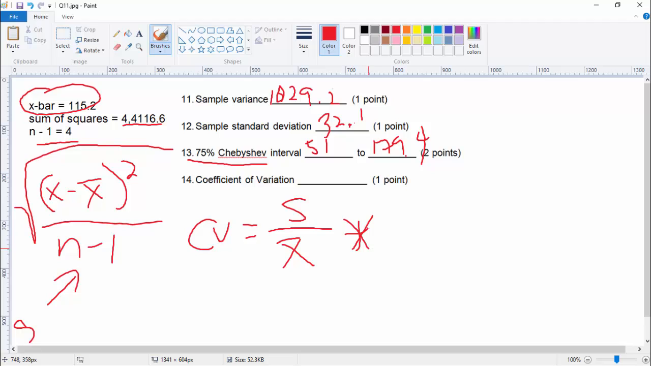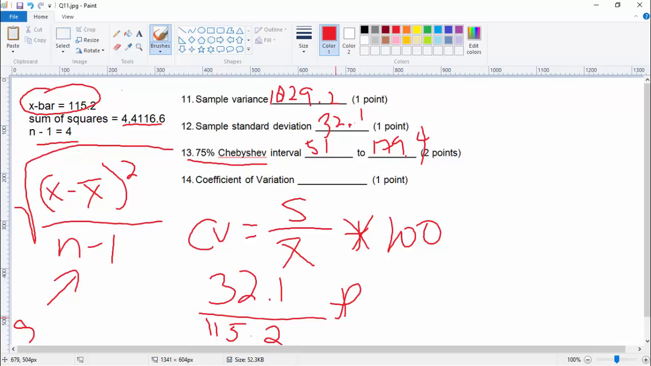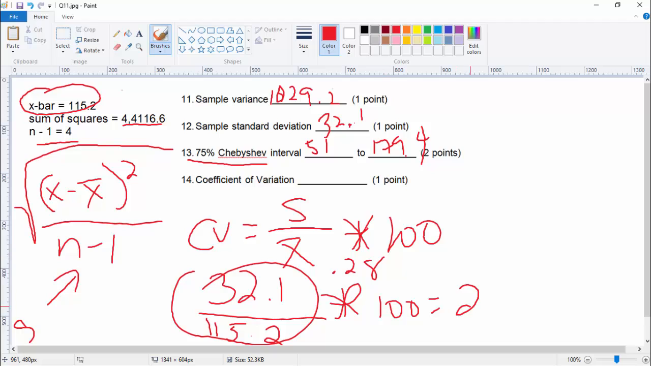Here's your star times 100, because it's like a percent, right? So let's fill this in. Can we fill this in? Sure. We did our standard deviation, so that's 32.1, right? And we got an X bar, see? Aren't you glad I got that out for us? So that's 115.2 times 100 equals, well, if you do just this part, you get 0.28. So of course, if you times it by 100, you get 28%. And 28% is then the answer.